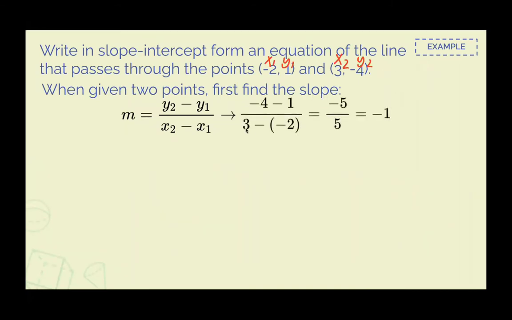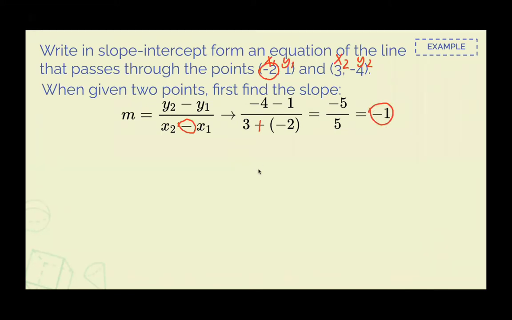You have -4 minus 1 over 3 minus -2. Again, make sure you're accounting for the negative in the equation and also the negative in your ordered pair. So you're left with -4 minus 1 equals -5 over 3 minus -2. That would just be 3 plus 2, and you're left with -5 over 5. Your final slope will be -1.